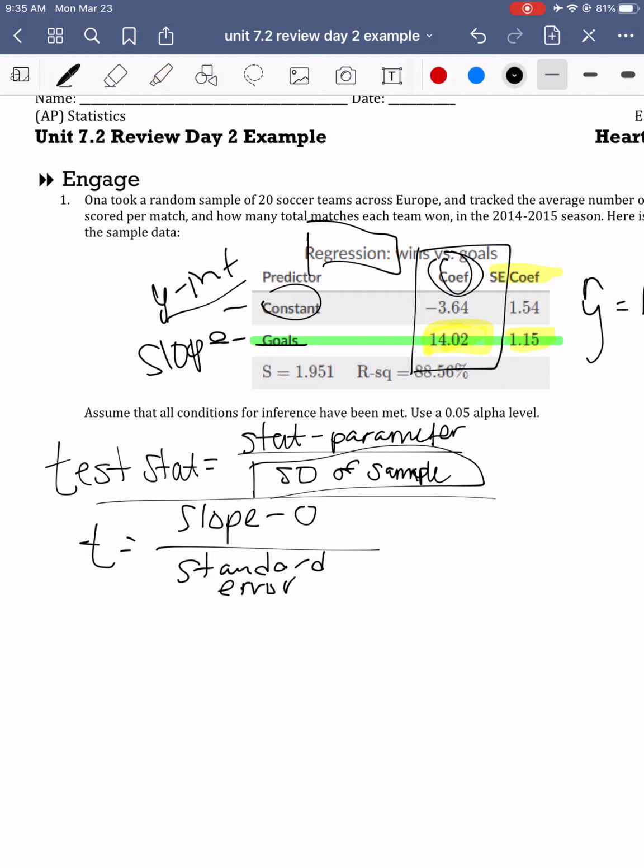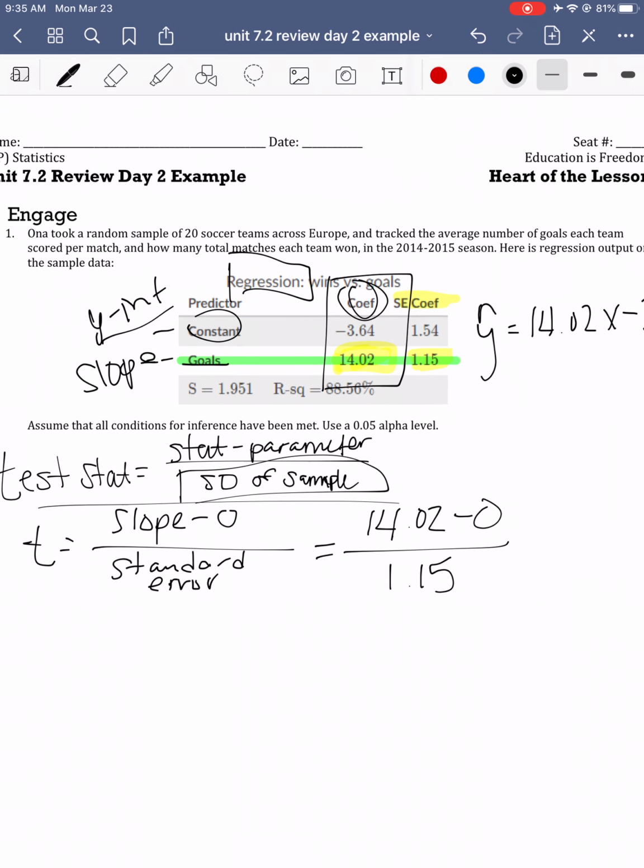Now, when we were doing two-sample means, there was also a standard error column for the difference in the mean, and a lot of you asked me, are we going to use this, or is this just useless information? At that time, yes, it was just useless information, but here, this is a value that we're actually going to use. This is the value that's in our denominator. So here we have 14.02, our slope, minus 0, over the standard error, 1.15. So our test statistic in this problem is going to be 12.19.